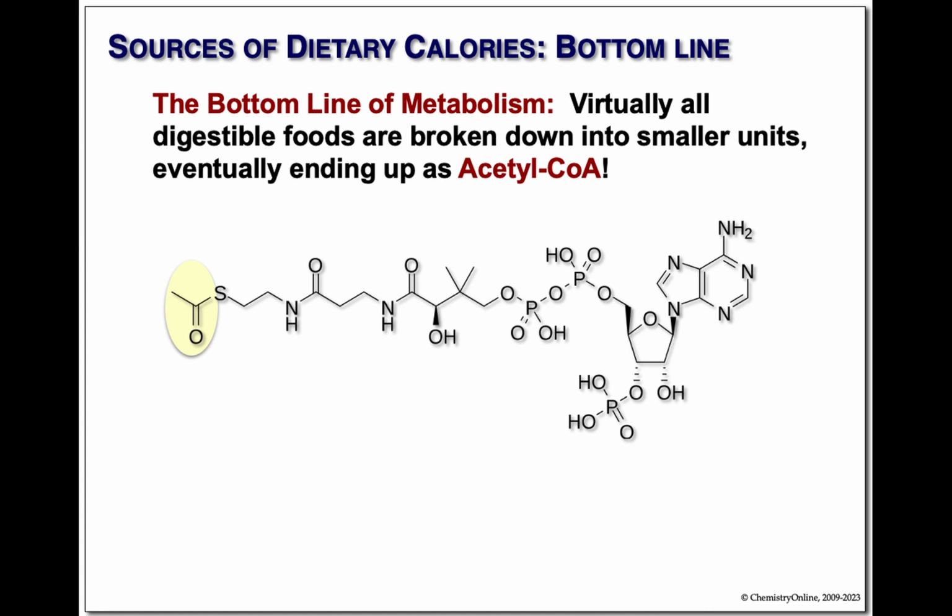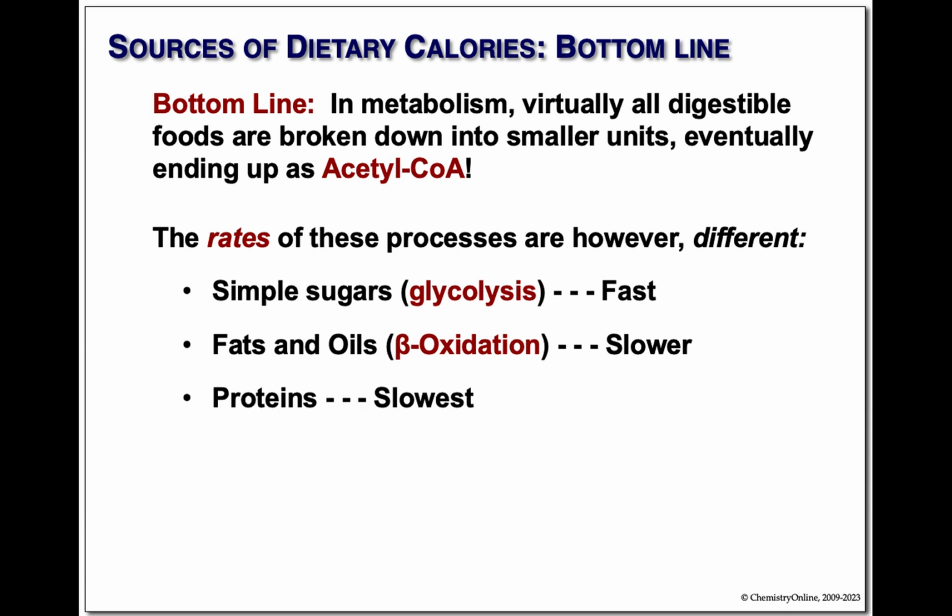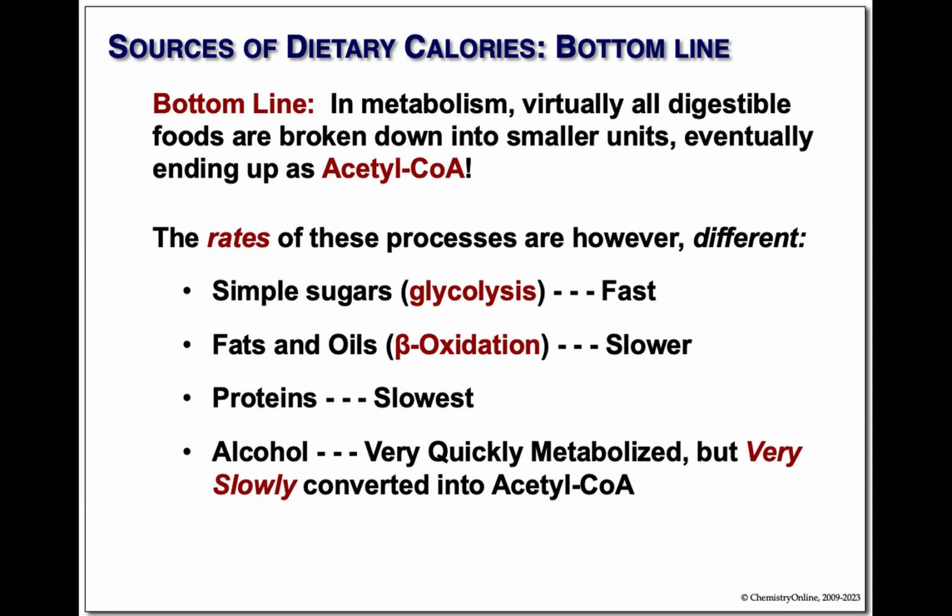Now, the problem here is the rates of this are very different. If you take carbohydrates, very quickly you make acetyl-CoA. If you take fats, it's slower. If you take protein, very, very slow. Alcohol wins, though. It goes very, very quickly. It is metabolized very quickly, but the carbons in alcohol very seldom, if ever, wind up as acetyl-CoA. That's why alcohol is referred to as empty calories. It's metabolized, you get a little bit of energy, but you can't do anything with it. All right, so sugars are fast, fats are slow, proteins are the slowest.